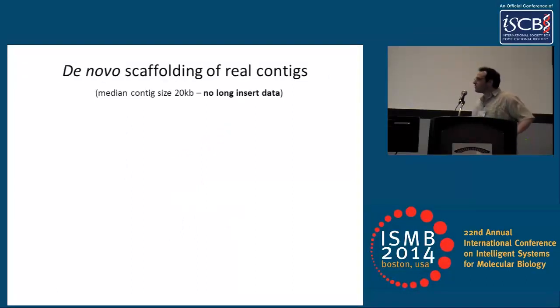Finally, another thing we tried to do is work with maybe more realistic size of contigs, because contigs can a lot of times be smaller than 100 kb. And we wanted to work with real data. So we took an actual set of contigs that was assembled by the ALLPATHS assembler in the GAGE evaluation. So this is a set of contigs assembled essentially from real data. Here the contigs are now smaller. The median size is 20 kb. And importantly, we don't use any long insert data.